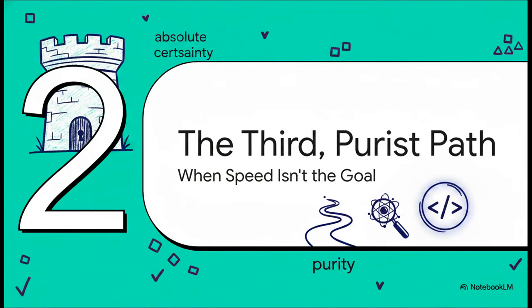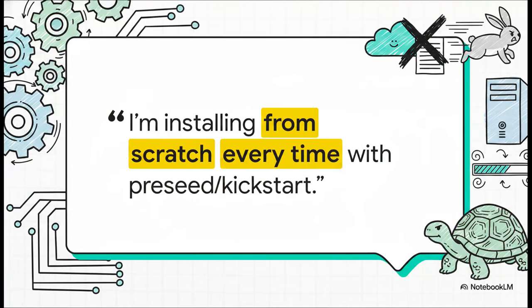Okay, so just when you think you've settled the debate, all right, templates it is, a third, unexpected option pops up. This is the purist approach, for those out there who value absolute certainty above everything else, especially speed. Now this is a completely different philosophy. Forget templates, forget Cloud-Init. This method automates a full operating system installation every single time, using tools like Preseed for Debian or Kickstart for Red Hat. It is, without a doubt, the slowest way to do things, but it has one massive advantage.